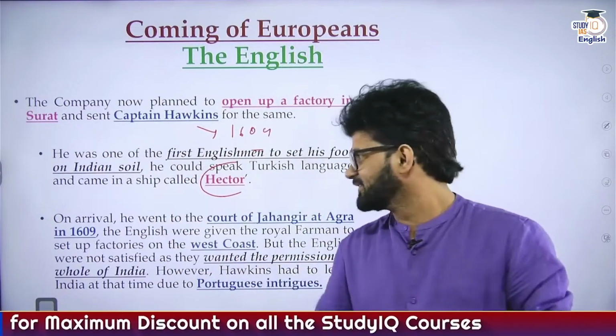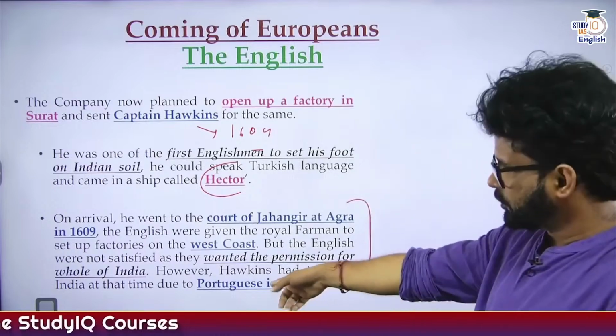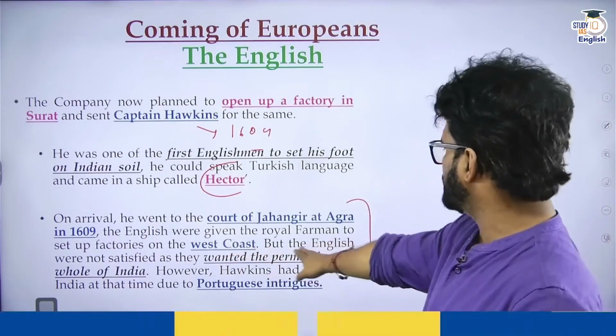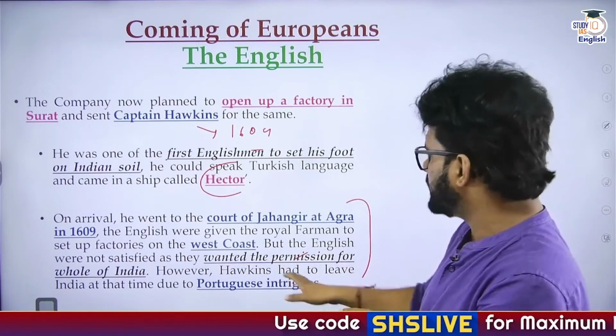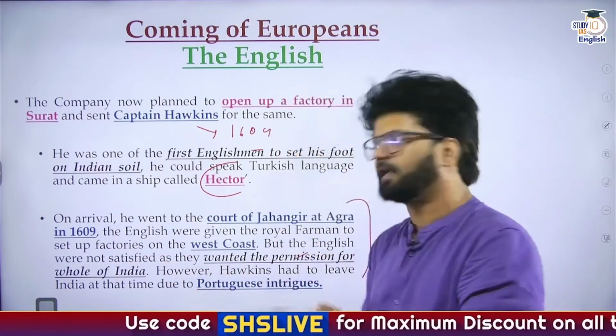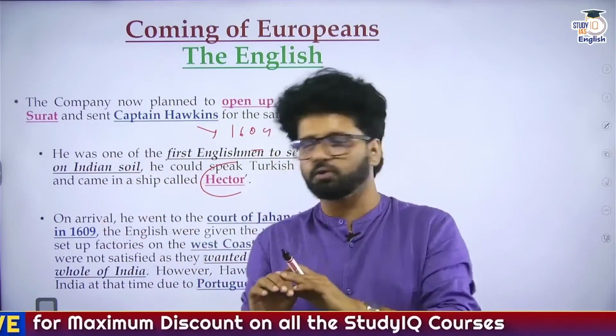So on arrival, he went to the court of Jahangir. We have discussed these things, this is actually a revision. The English were given the royal firman to set up factories on the west coast, but the English were not satisfied. They wanted permission for the whole of India, and that was not given because Jahangir, in the literal sense, was terrified of Portuguese naval supremacy.